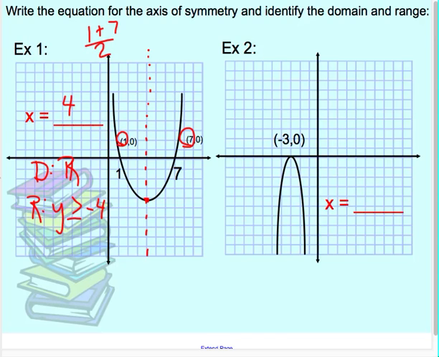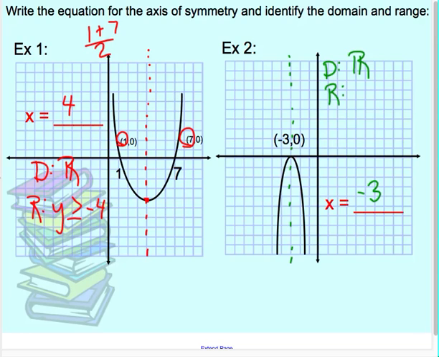On our second parabola, we have one x-intercept. So this is that line across which our parabola is reflected. So x equals -3 is the equation for our axis of symmetry. Again, domain for all quadratic functions is all real numbers.